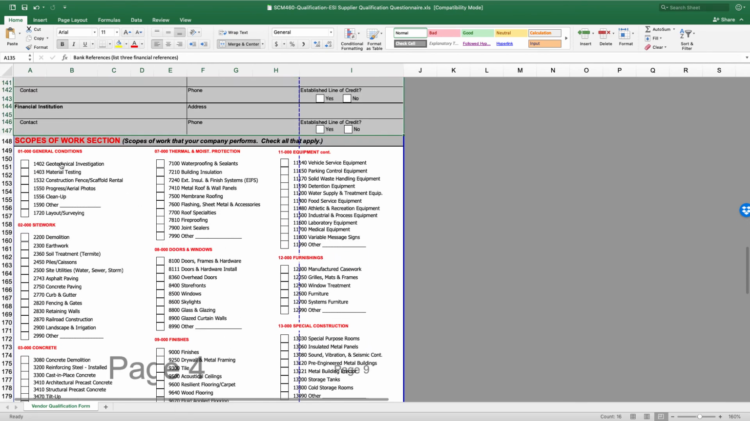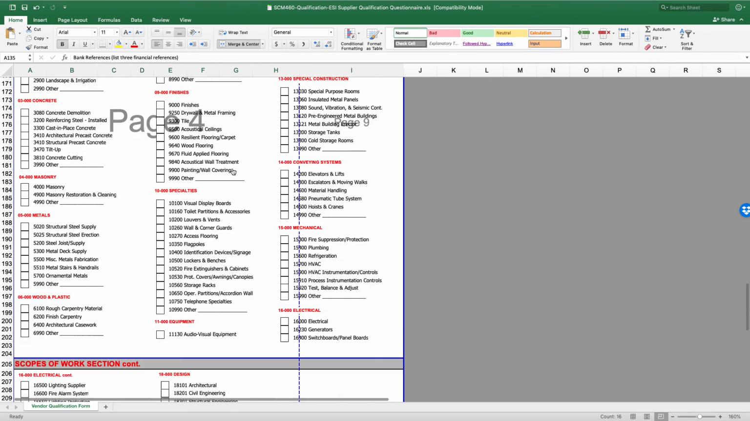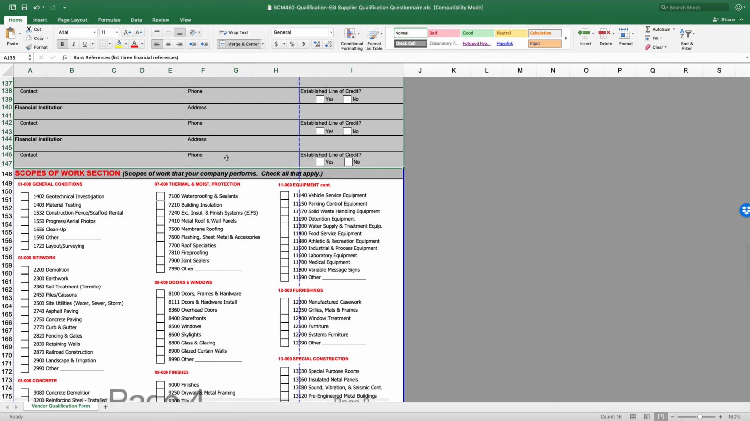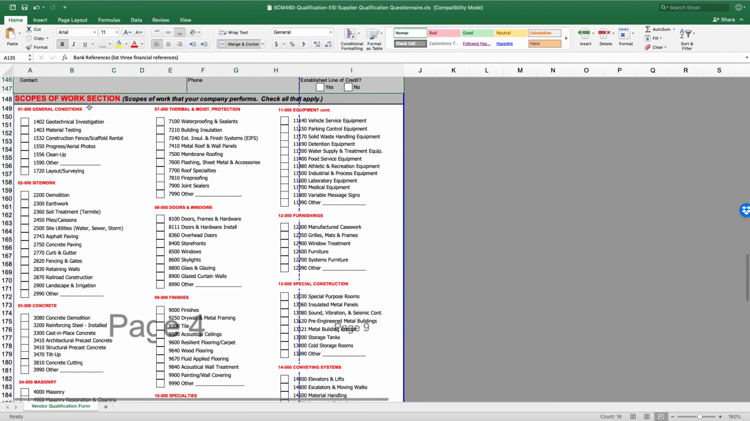Then here, the scope of work section. So basically the supplier is applying to be a supplier for something. Here you are asking the supplier to qualify for which type of work to be performed: waterproofing and sealant, parking control equipment, manufactured casework. So basically the more I select, the more EasyEye will evaluate my suitability to be a supplier of this type of work.